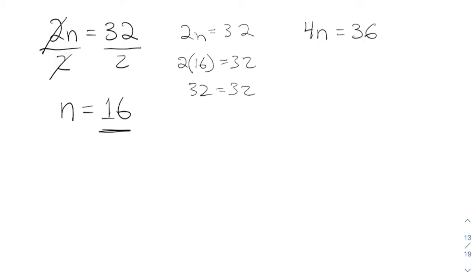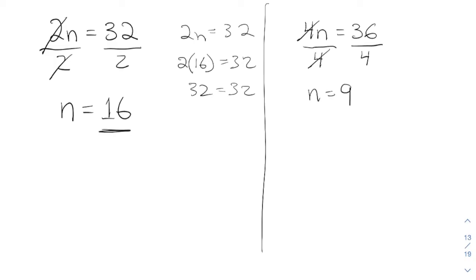4n equals 36. Okay, the operation that is occurring in this again is multiplication. 4 times n. So then I need to do division to undo this. So I'm going to divide it by 4, which eliminates the 4. I'm going to divide the opposite side by 4. N equals 36 divided by 4, which is 9.